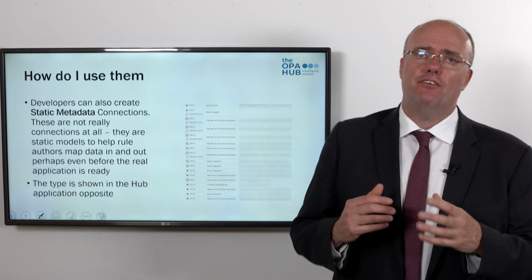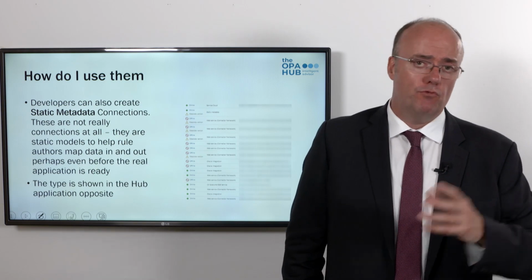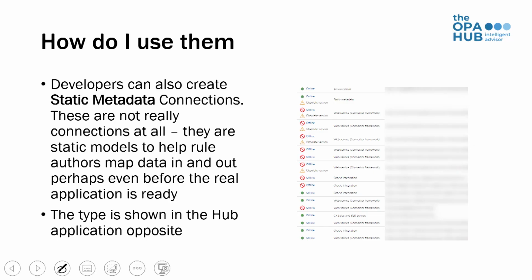There are many different kinds of connection. We've already seen several of them. So you'll see here, I'm looking at a page in the hub. You can see that I have Service Cloud. You can see that I have Engagement Cloud. I have Oracle integration. I have web service. I have a whole bunch of different types.